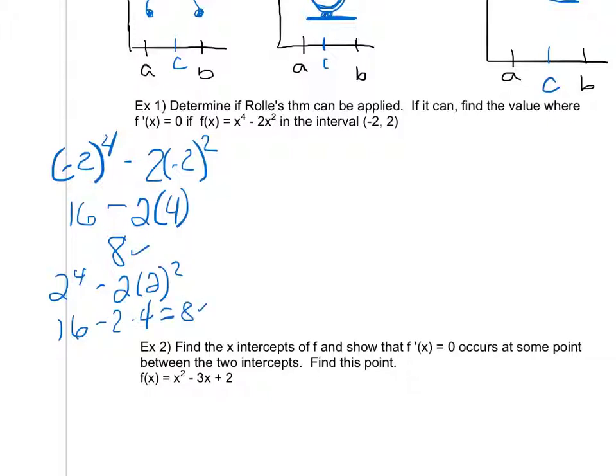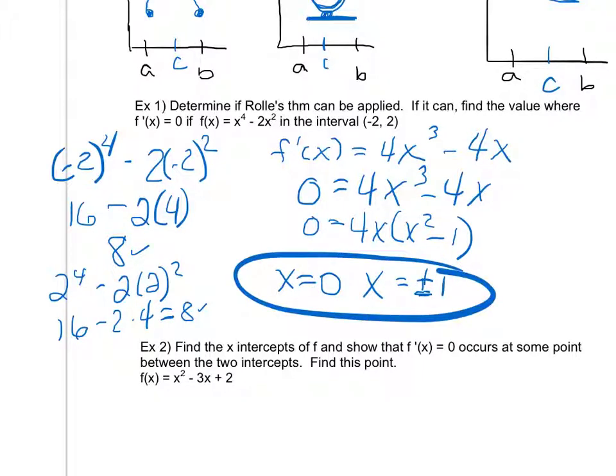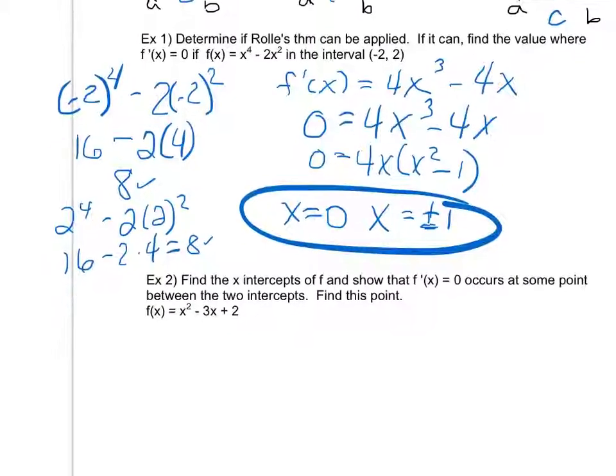Since Rolle's theorem can be applied, I know that my derivative has to be equal to 0 somewhere inside that interval. I can use the power rule and get 4x cubed minus 4x. Rolle's theorem tells me I can find where my derivative is 0, so I'll set my derivative equal to 0. To solve this, I can factor out a GCF of 4x, leaving me with x squared minus 1. Setting each piece equal to 0, I get x equals 0, or x equals plus or minus 1. Don't forget that when you take the square root, you need both the positive and the negative. So there are my values where my derivative is 0.